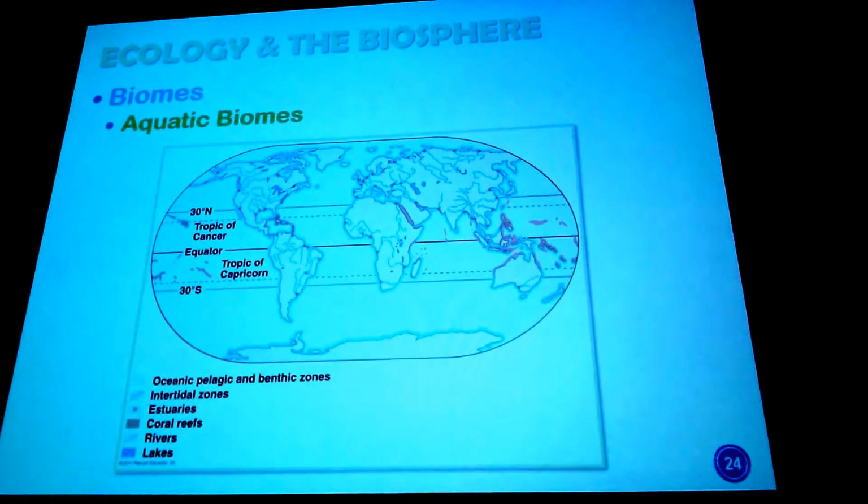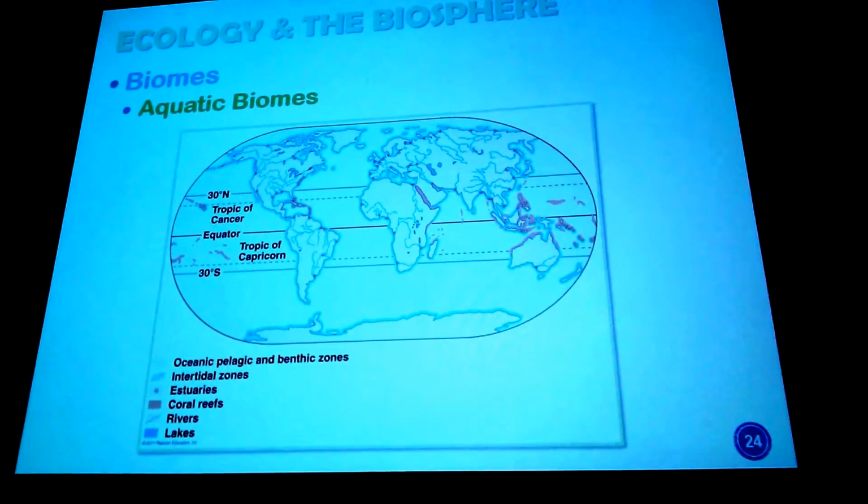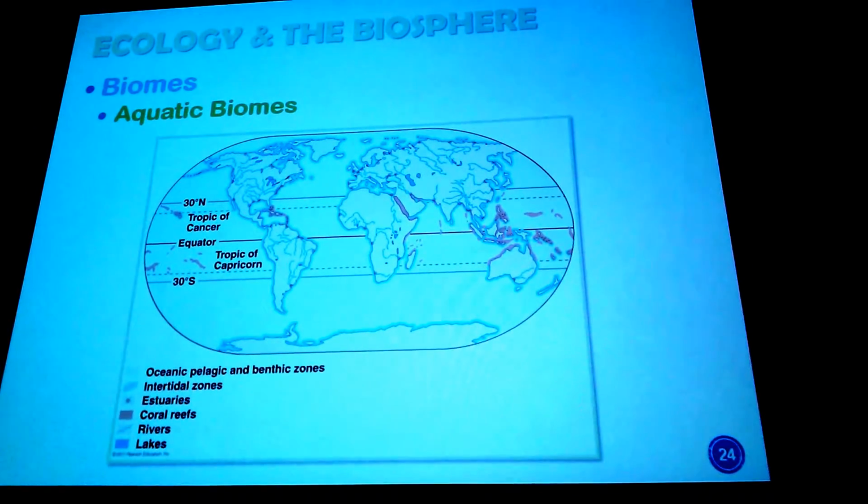As you can see on this map, if you look down towards the bottom, you've got a key here, the oceanic, pelagic, and benthic zones. Benthic is bottom. Pelagic is more of the open ocean. And you see that most of the Earth is open ocean. Okay?